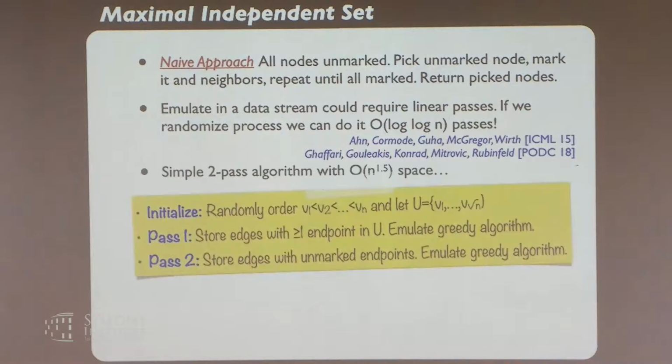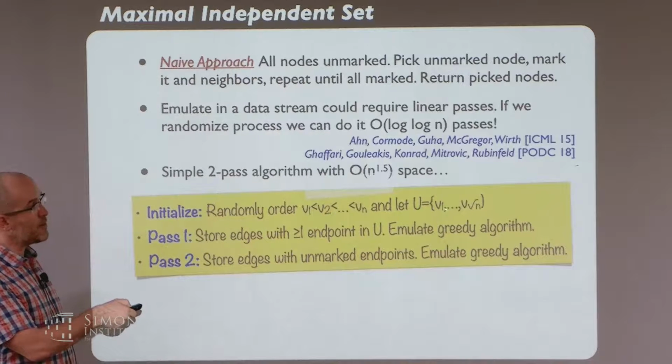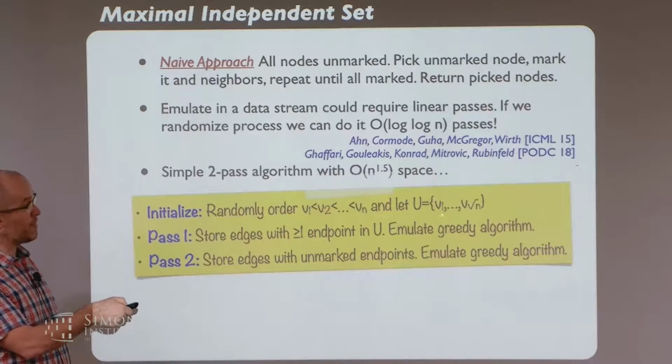A little bit more detail. Let me take that idea and manifest an algorithm that uses not semi-streaming space, but n to the 1.5 space, and uses 2 passes. First, in memory we pick a random ordering of the nodes v1 to vn, and I'm going to let U be the subset of nodes that corresponds to the first root n nodes in this ordering.